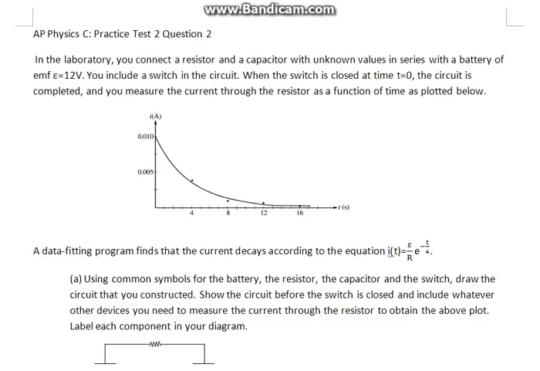Okay, this is the AP Physics problem, practice test 2, question 2. In the laboratory, you connect a resistor and a capacitor with unknown values in series with a battery of EMF equals 12 volts. You include a switch in the circuit. When the switch is closed at time t equals 0, the circuit is completed, and you measure the current through the resistor as a function of time as plotted below.